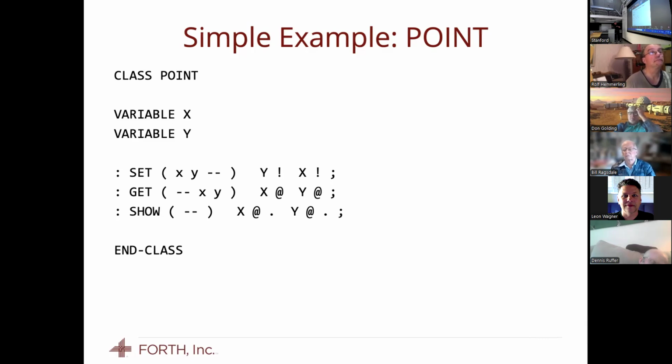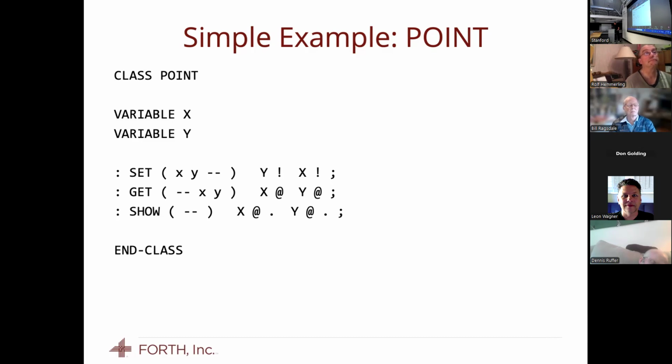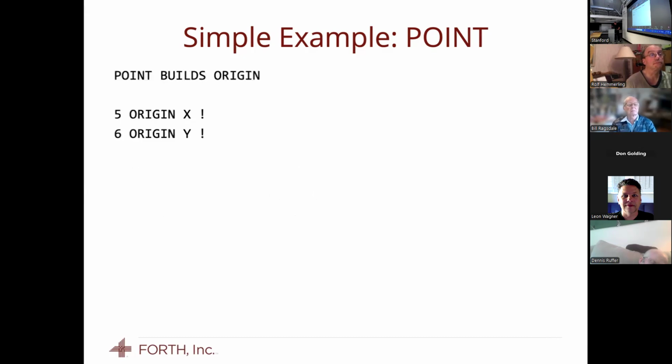So here on the SWOOP side, just a quick high-level view of it. Here's a simple example of a SWOOP class. We have a class called point. It has some private data, variable X and variable Y. It has some methods: set, which sets both X and Y; get, which retrieves them back to the stack; and show, which just dots them out for you. That's a nice little debug tool.